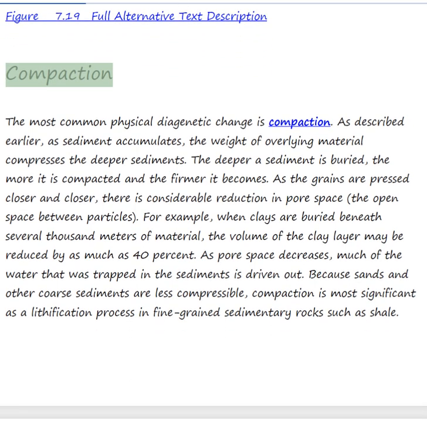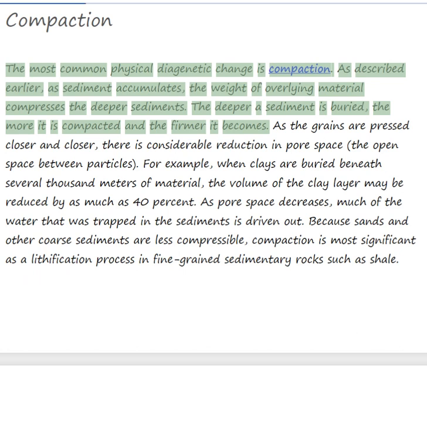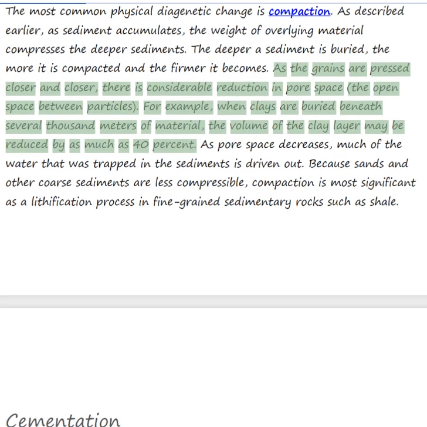Compaction. The most common physical diagenetic change is compaction. As described earlier, as sediment accumulates, the weight of overlying material compresses the deeper sediments. The deeper a sediment is buried, the more it is compacted and the firmer it becomes. As the grains are pressed closer and closer, there is considerable reduction in pore space.